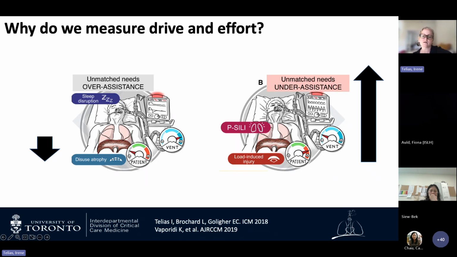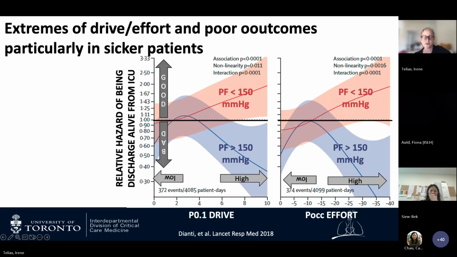And then when you have excessive inspiratory effort, then patient self-inflicted lung injury or even injury to the diaphragm. And just to highlight some new findings, there's been a big study recently published from our group in Toronto, Jose Dianti and Johan Golliger, who worked really hard on this, where they did a population-based study on the patients admitted to the ICU at Toronto General Hospital, thousands of patients.